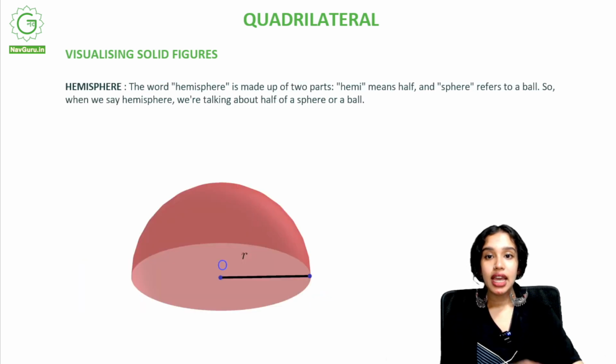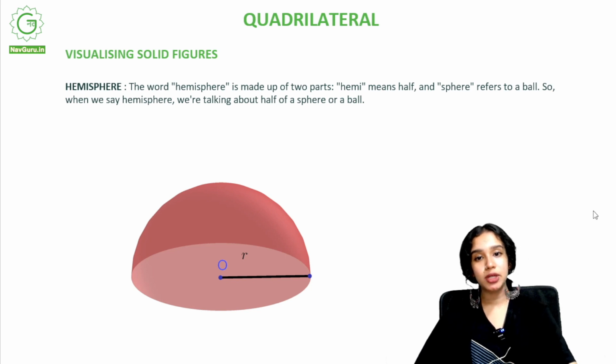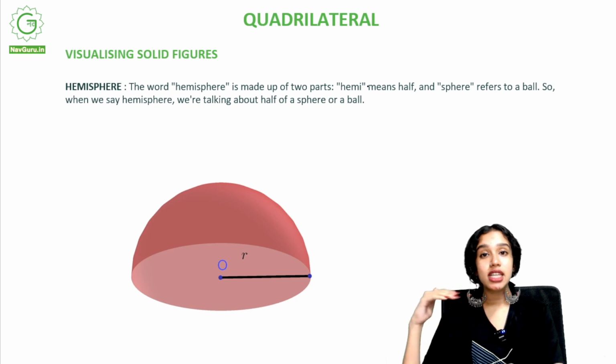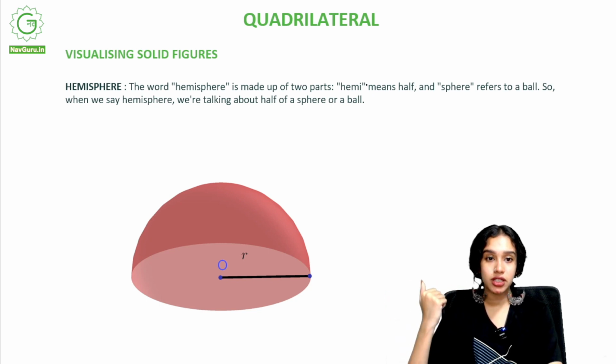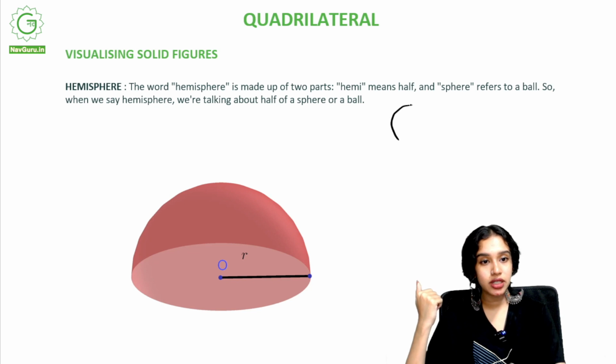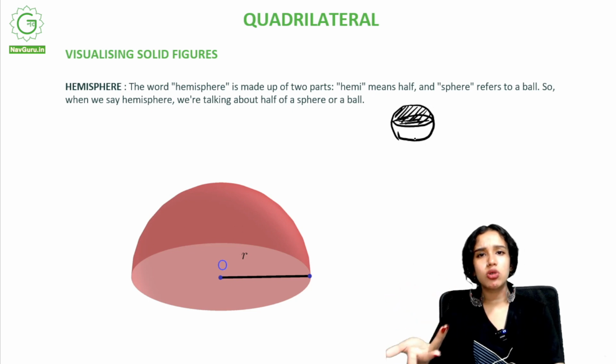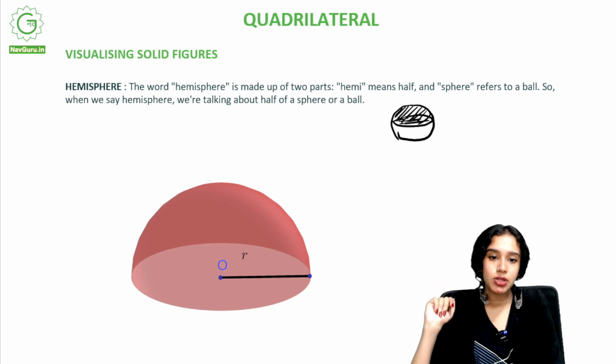Now, hemisphere. So, what are hemispheres? Hemisphere is made up of two parts: hemi, which means half, and sphere, which means a ball. So, when we say hemisphere, we are talking about half of the sphere. We had a sphere, and we just cut it into two parts. This is the 3D version of a semicircle. The upper part or the lower part, any one of the parts could be called a hemisphere.